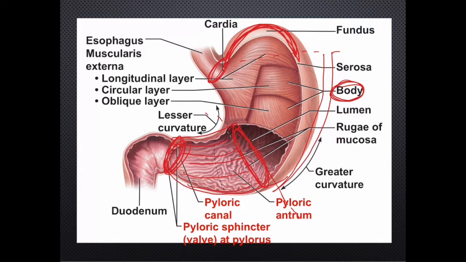That would be acting as a valve, and that will be regulating the passage of the food from the stomach to the proximal part of the small intestine. So again, what are the four different parts of the stomach? We're going to have the cardia, we're going to have the fundus, we're going to have the body of the stomach, and the pyloric region, which is going to be formed by the antrum, the canal, and the sphincter.